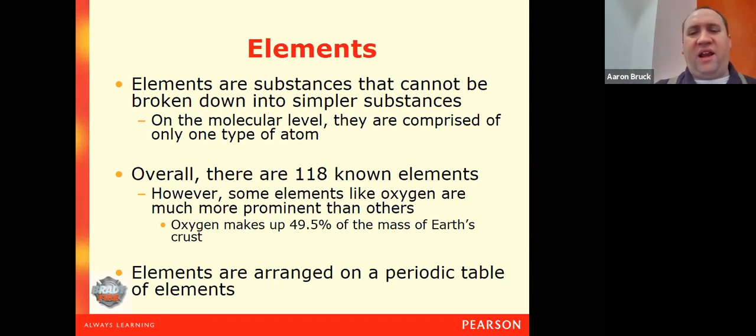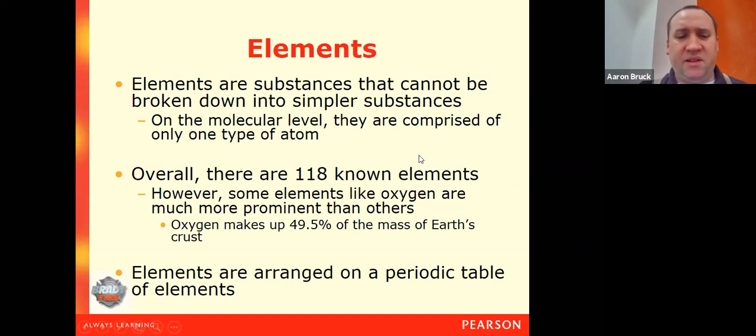Overall, there are 118 known elements. However, just because there are 118 known elements doesn't mean that they're all present in the same amounts. Oxygen actually makes up about half of the mass of the Earth's crust. Oxygen is much more prominent than many other elements. Elements like silicon and carbon are also very, very common in the Earth's crust.